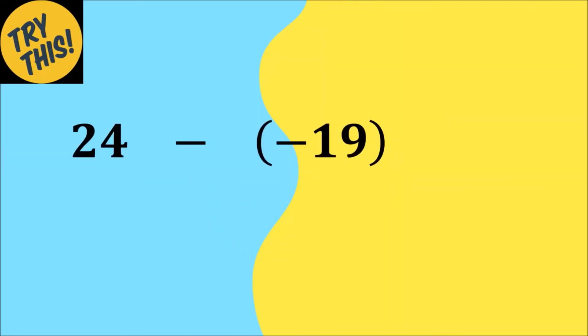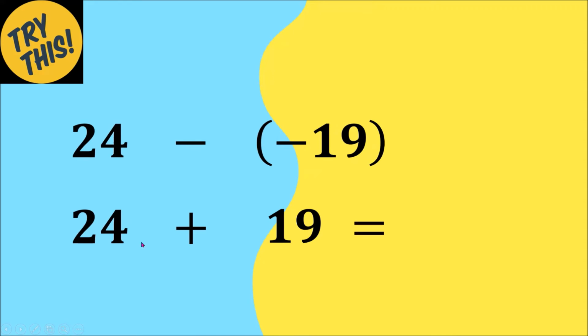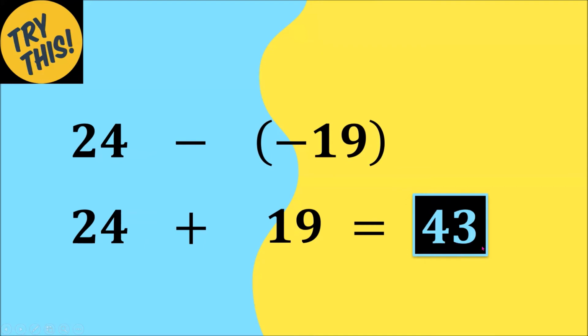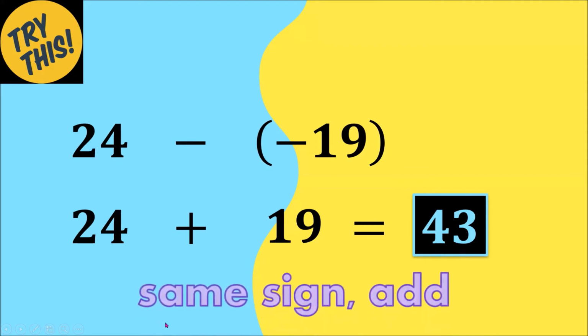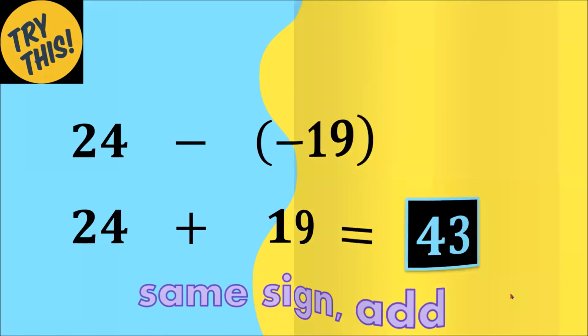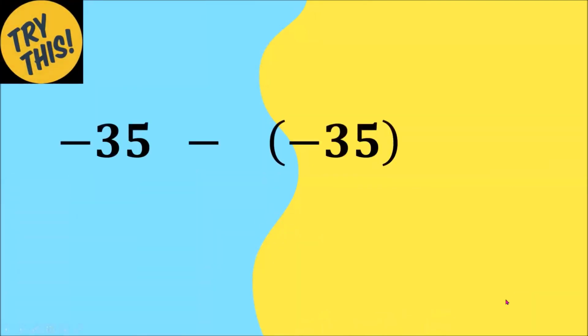24 minus negative 19. So we just copy 24, the minus sign will become a plus sign, and then negative 19 will become positive 19. So we have the same sign here, so just add. So 24 plus 19, we have 43. So same sign, add.